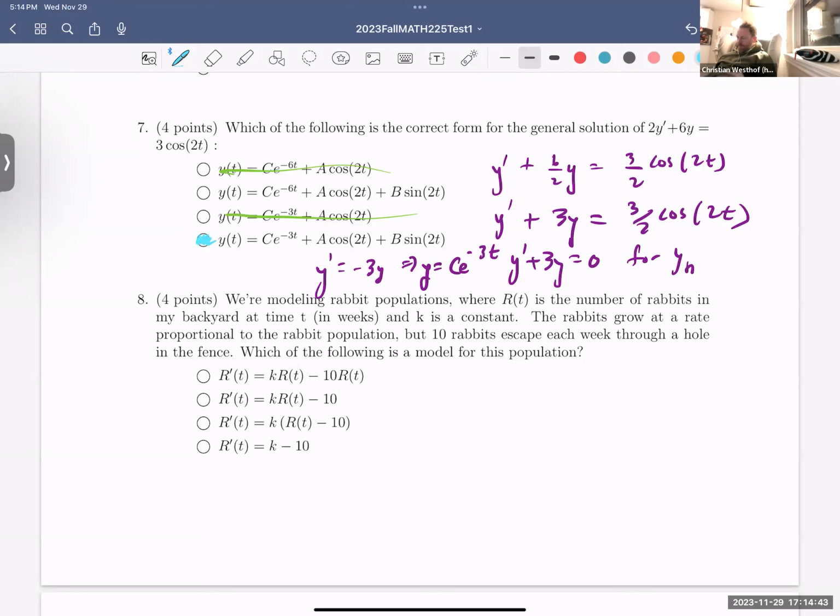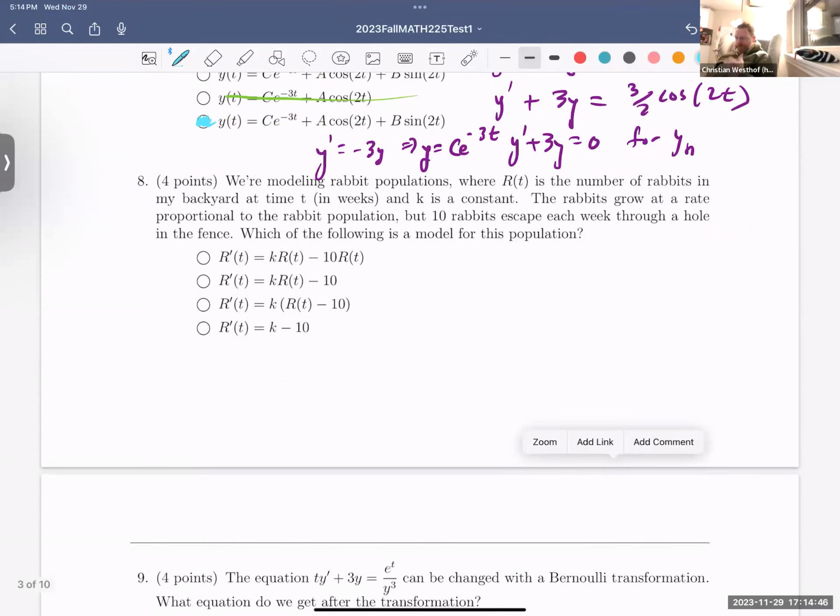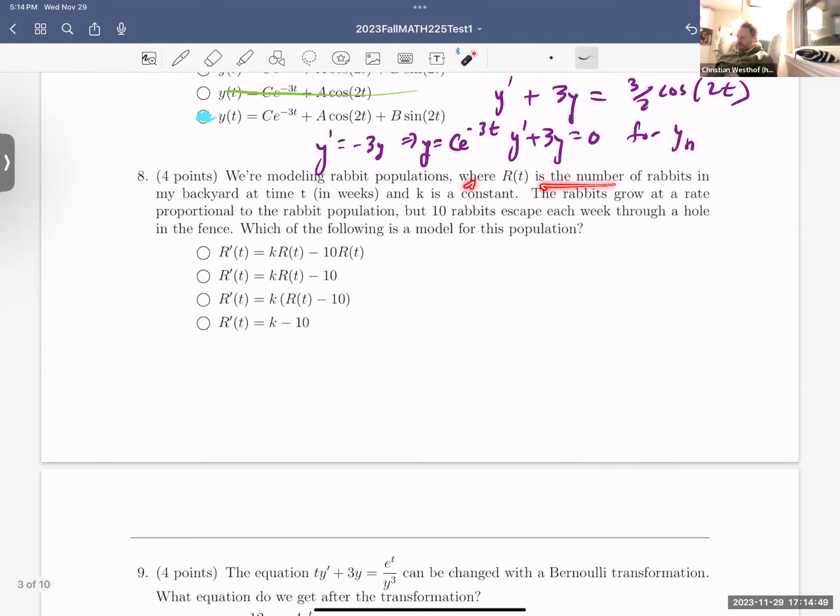The rabbit modeling problem, modeling rabbit populations. R is the number of rabbits in the backyard at time t in weeks. K is a constant. Rabbits grow at a rate proportional to the rabbit population. That gives us K times R. So this last one is out. Then each week 10 rabbits escape. So each week you lose 10. The loss of 10 is not dependent on anything besides a week. It's not growing proportionally or anything like that. So we're going to pick this one.